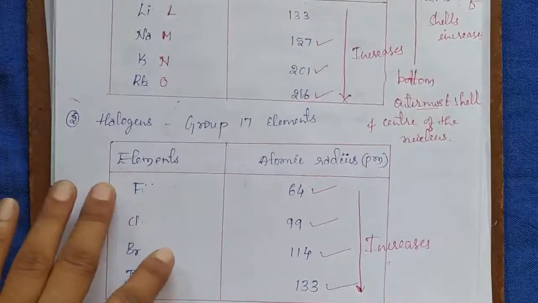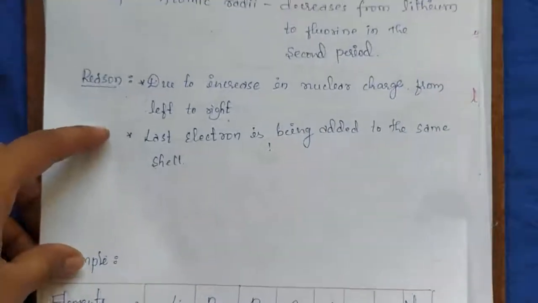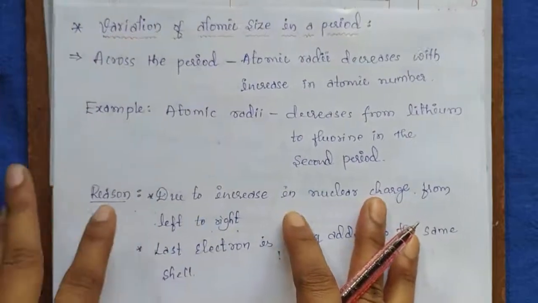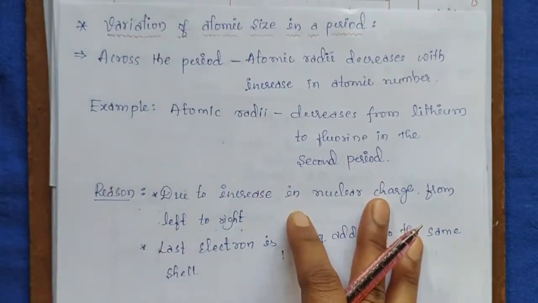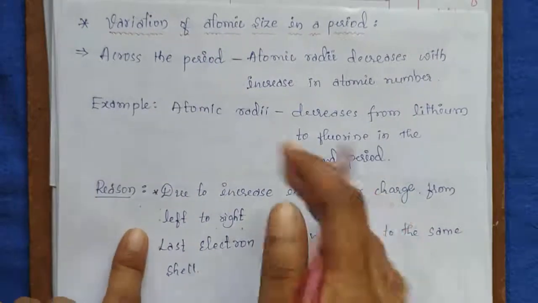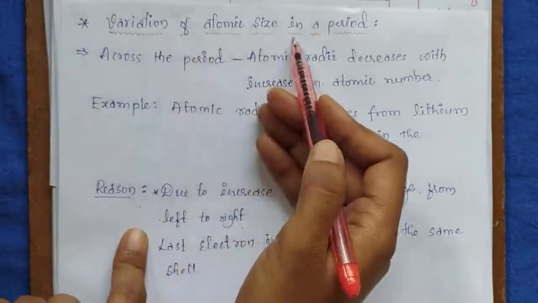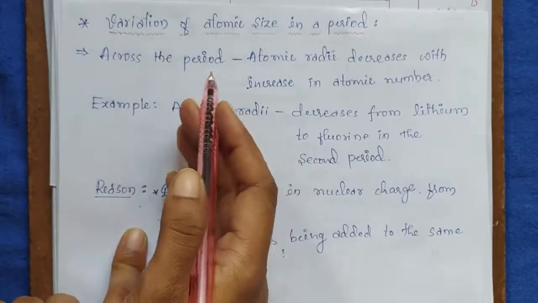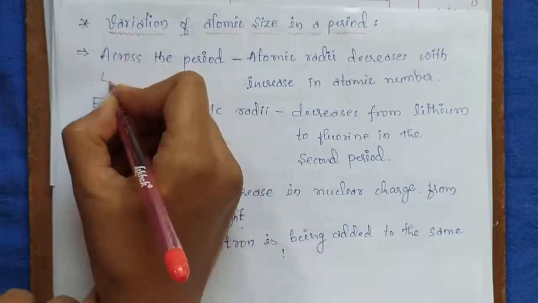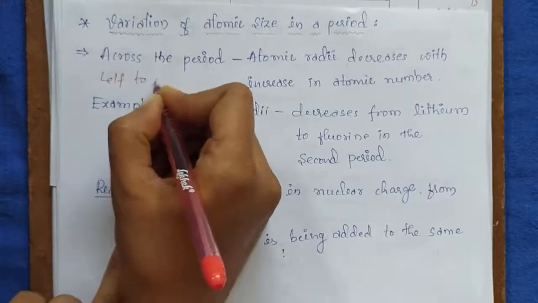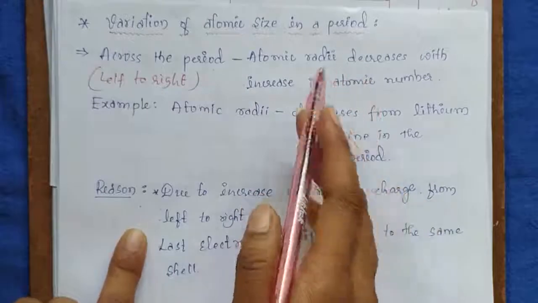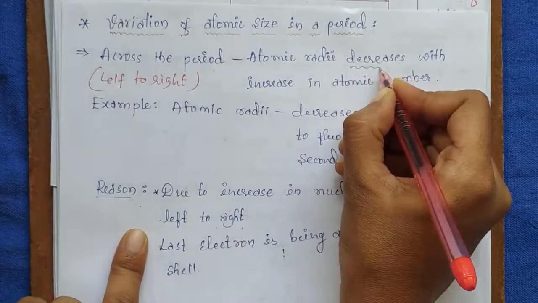Now we will see the variation of atomic size across a period, that is, in a horizontal row. How does atomic size vary? Variation of atomic size across the period, or as we move from left to right in the periodic table: the atomic radii decreases.